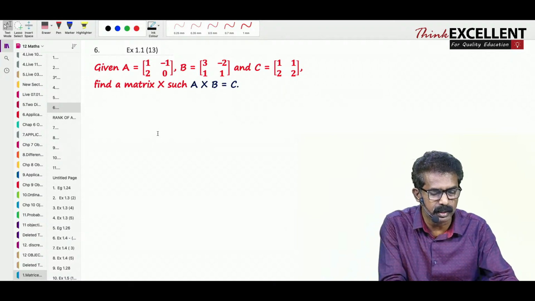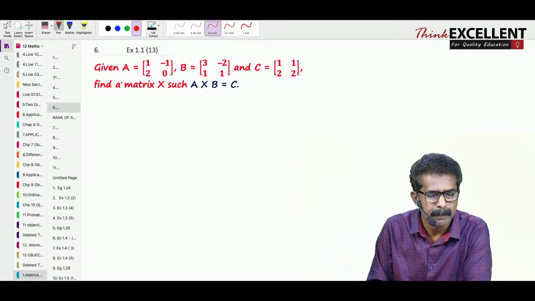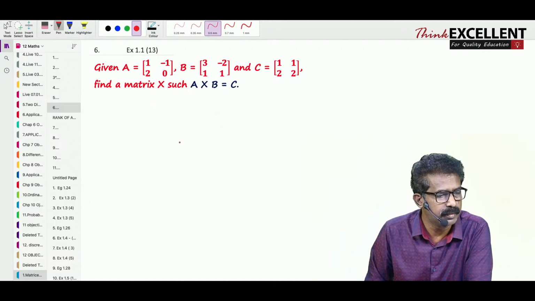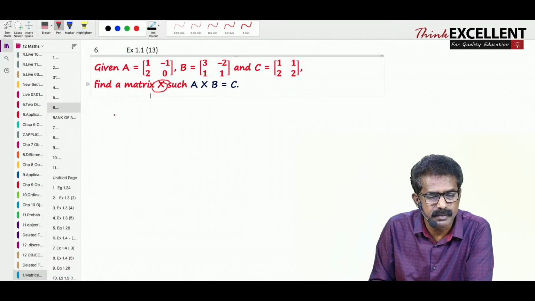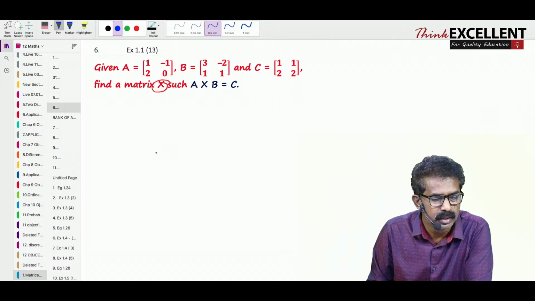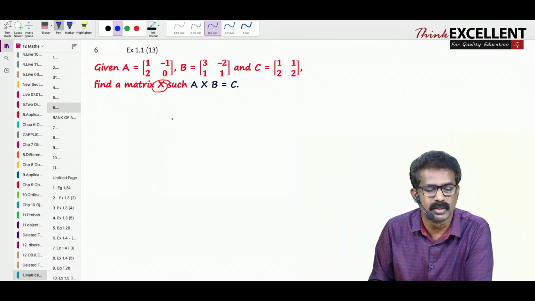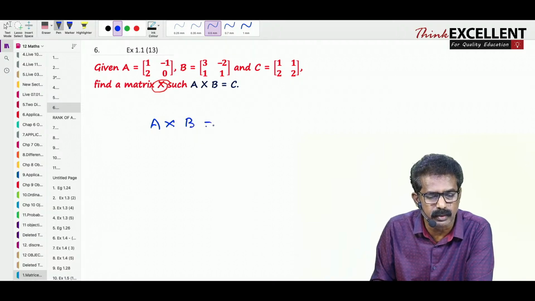Question number 6. Look at this question. A, B, C, 3 matrices given. Find x. So we are in the 6th question now. Another 4 more questions. Okay, listen. Find the matrix x. என்ன ரிலேஷன் கொடுத்துருக்காங்கன்னா a into b கிடையாது, a x b equal to c. We have to find x, right?